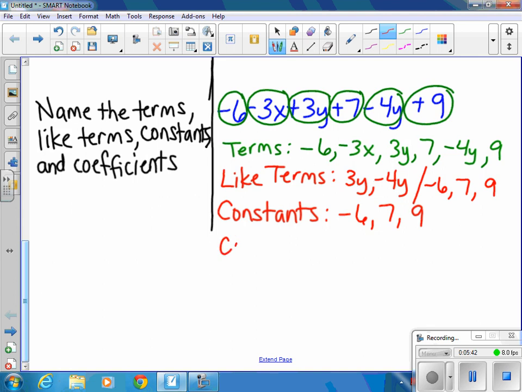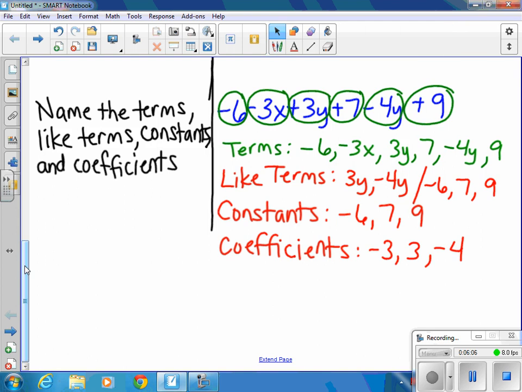And the coefficients are your numbers attached to the variables. So find your letters and look at the numbers that are directly in front of them. Right? So we have an x, in front of it is a negative 3, so that's a coefficient. We have a y, in front of it is a positive 3, that's a coefficient. You have another y with a negative 4 in front, so that's a coefficient. The coefficients are just the number part, not the letters. Do not write the letters down. The letters are variables and they are their own separate piece.